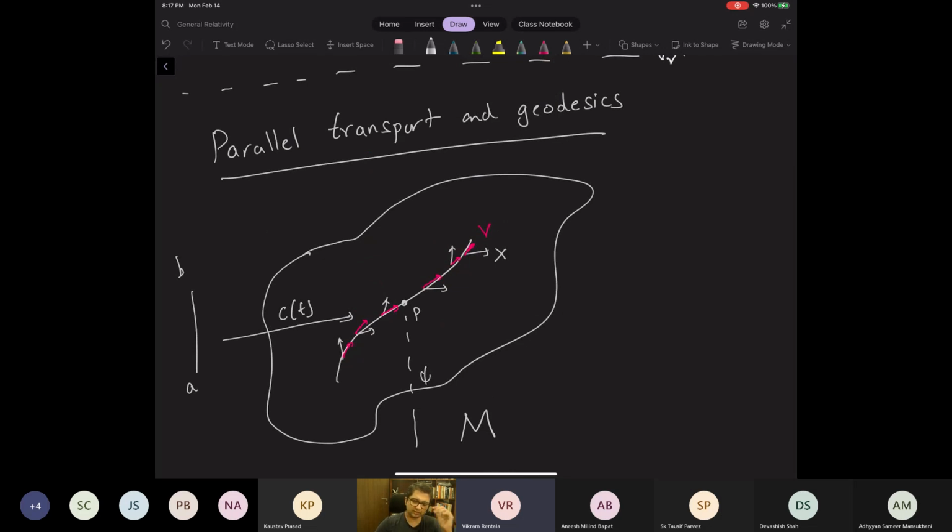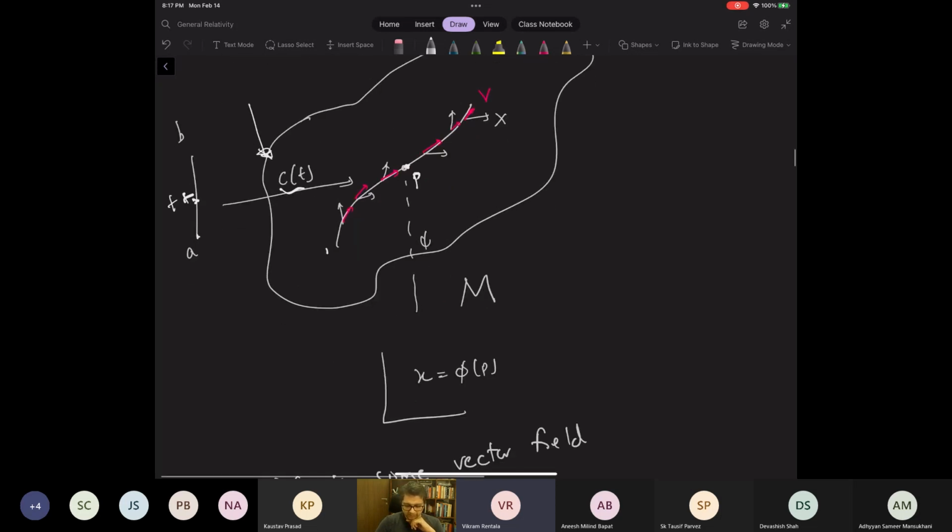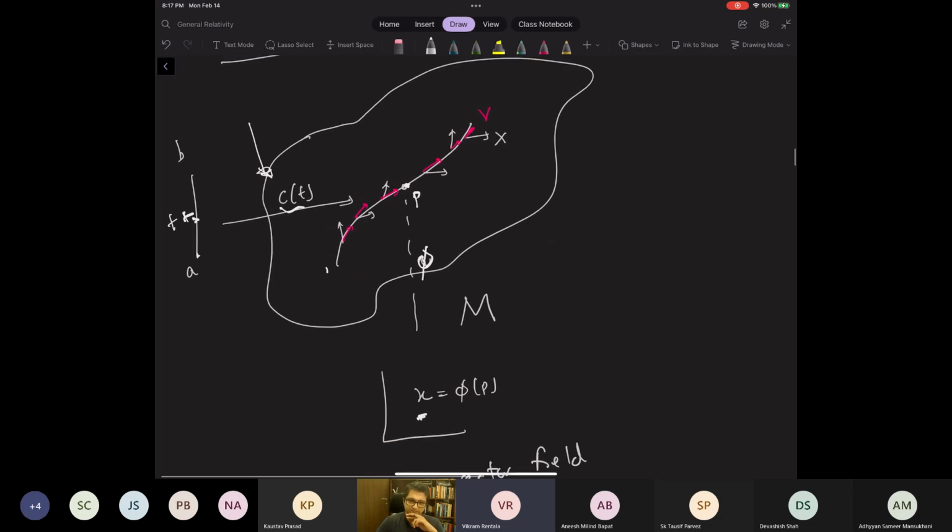So we defined a curve earlier as follows: you take an open interval (a, b), and you take a map of this. There's a parameter t which describes where I am in this interval, and I take a map C of t which gives me a point on this manifold. Let's say at some time t, I'm at the point P. This traces out a 1D curve on this manifold. The coordinates of the point P in some coordinate system phi are given by some x, where x is phi of P.